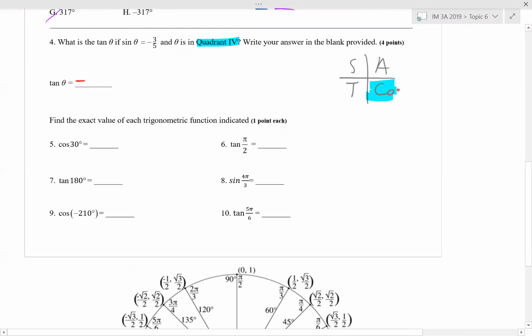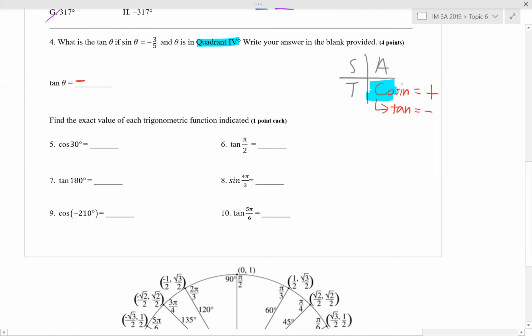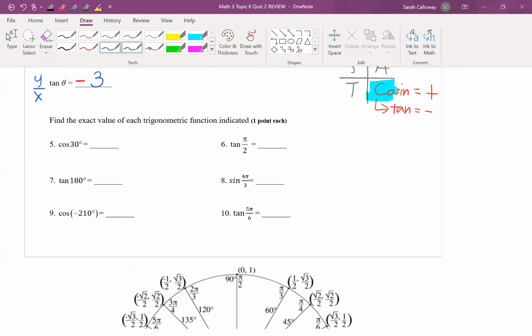So cosine is positive, so that means that either of the others are going to be negative. So the quadrant piece just tells us whether we have a positive or negative answer. The last piece is finding the values. So tangent is y over x, sine is y over r. Okay. So we know that this is going to be -3 because it's the y coordinate of the point that corresponds to the terminal side of this.